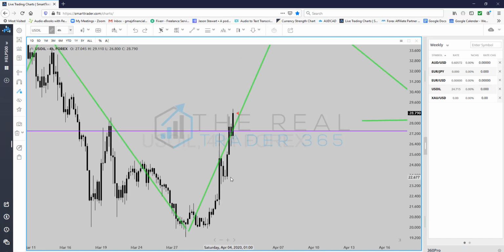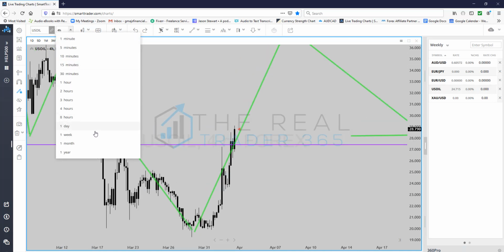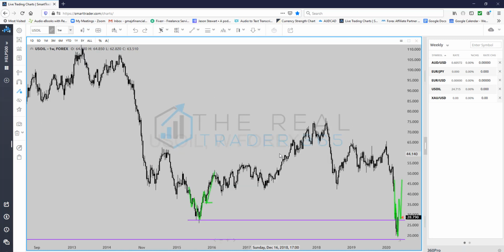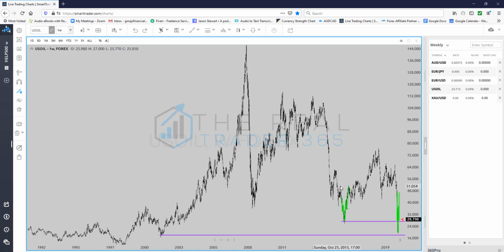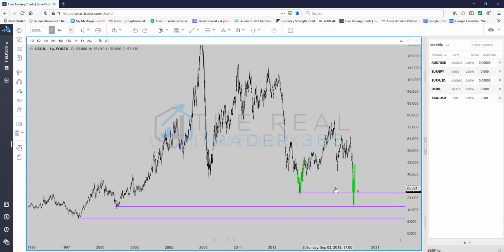Oil is a longer term play that I'm looking at, and for that I want to go to the weekly. So just to show you all, oil, as we know based on what's currently going on, was at a low price of about $19 a barrel, and we could see from the past that this has been an area where the market has bounced before. There's also one more level all the way down here at $10 a barrel, right?